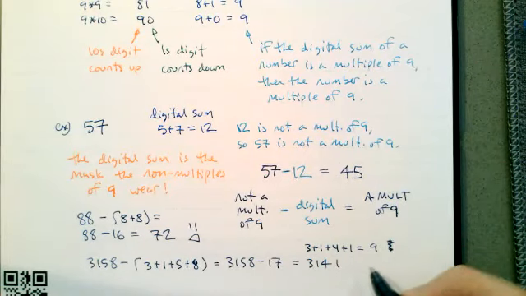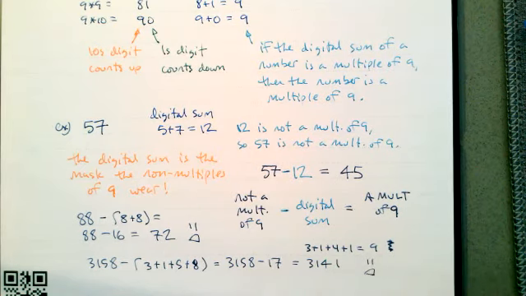Oops, I shouldn't put an exclamation point, because then it's 9 factorial, which is a completely different number. Any questions?